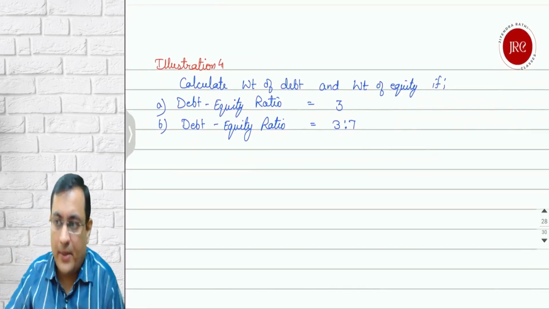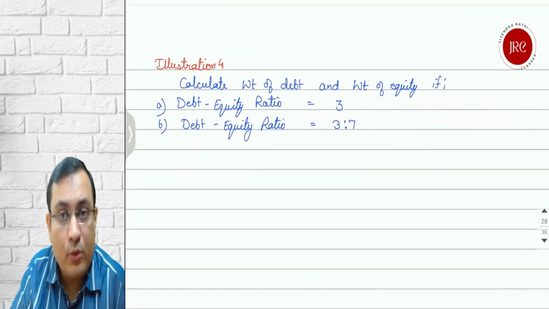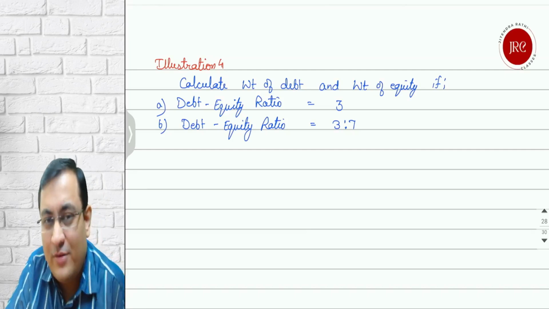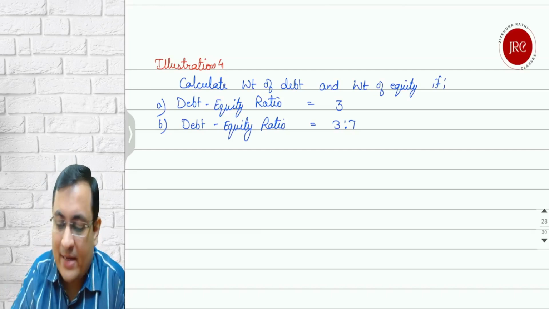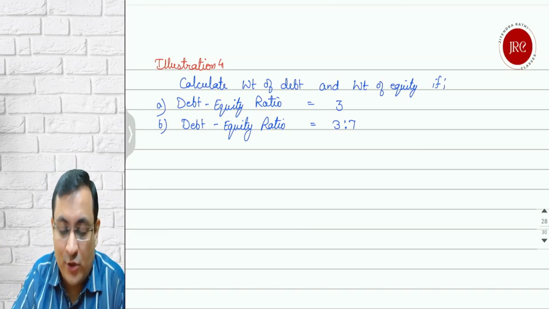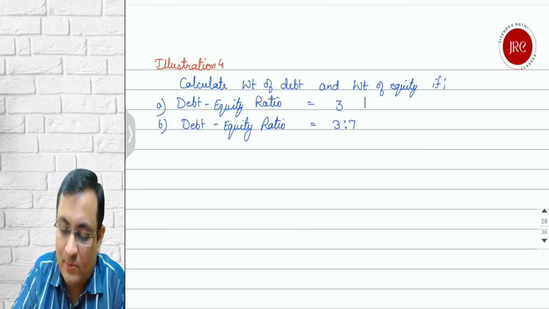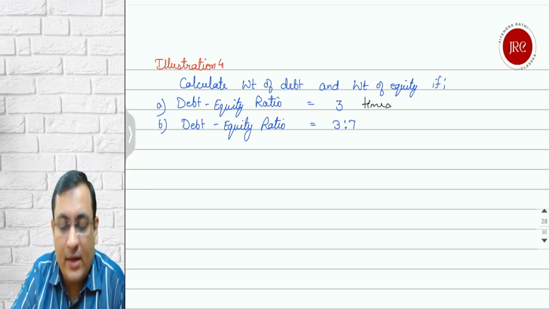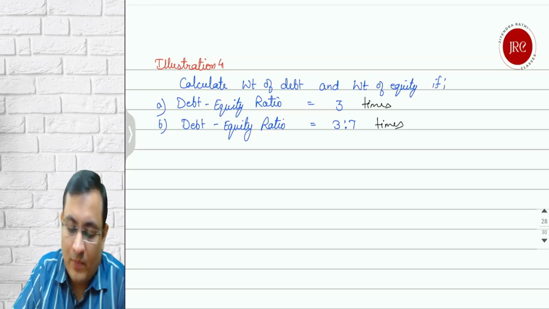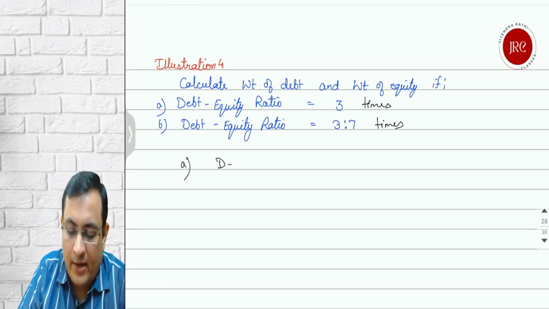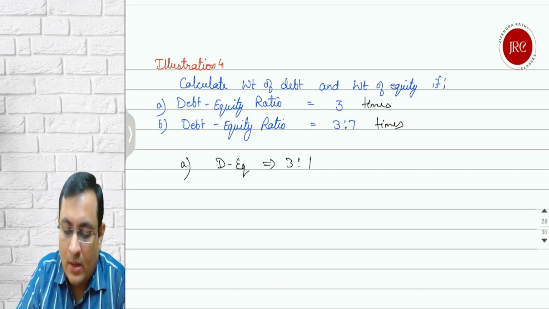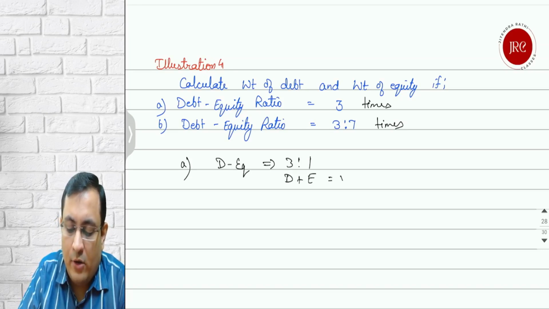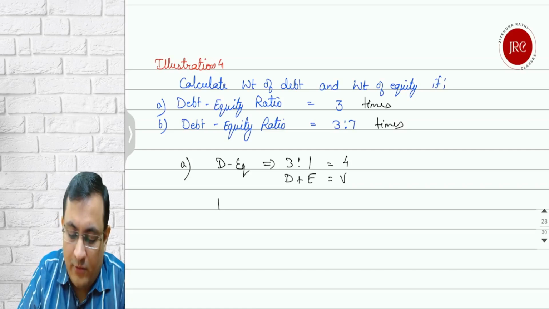Now only two small topics remain. First, let's go for one more small illustration, calculating the weight of debt and weight of equity in case of WACC calculation. If the debt equity ratio is given as 3 times, and sometimes they give the debt equity ratio as 3:7. First case, if your debt equity is equal to 3 times, it means 3:1. This represents your debt, this represents your equity. If you add it, your value of firm is equal to 4. So the weight of debt is equal to 3 over 4, 0.75.